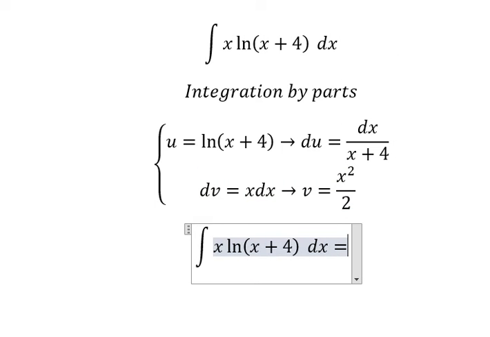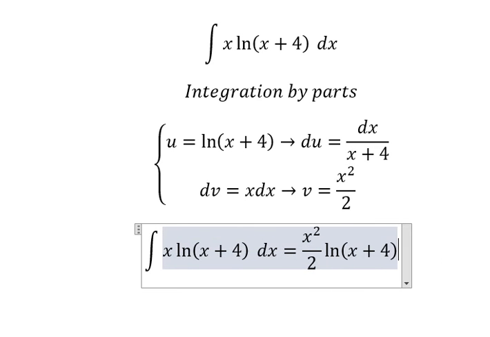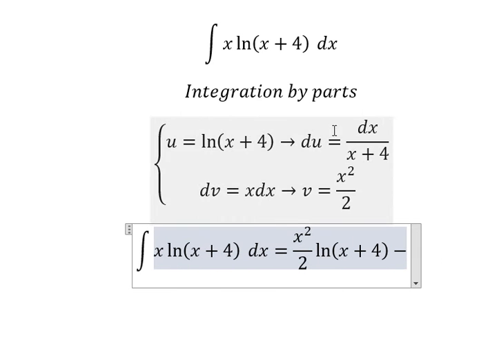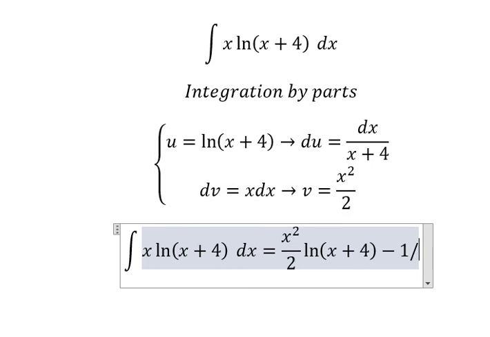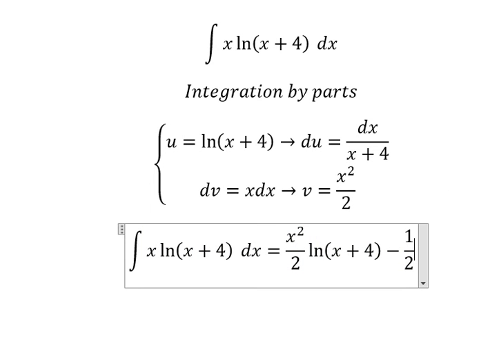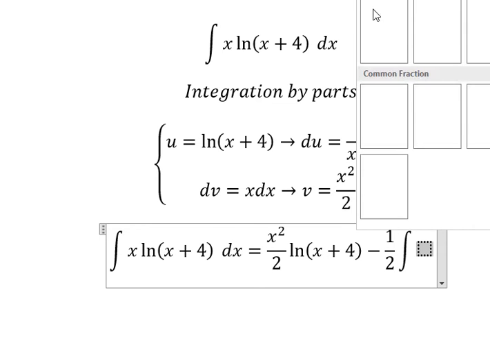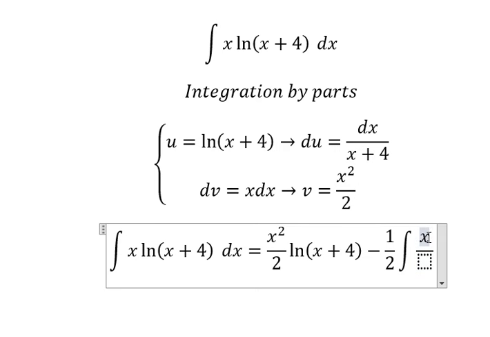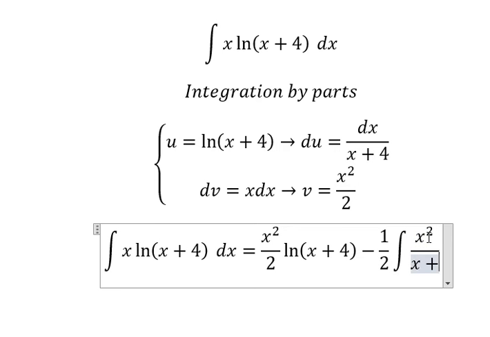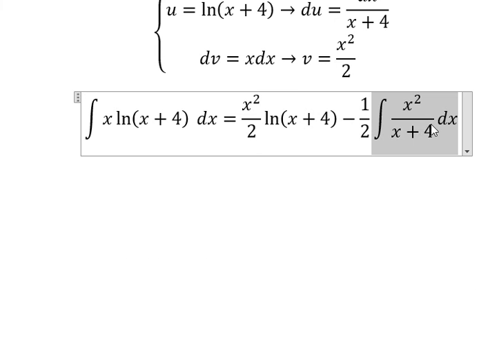So we have u multiplied by v minus the integral of v multiplied by u prime. So we have 1 over 2. That's it from here. And then we put the integration of x squared over x plus 4 dx. Now I will concentrate on this one only.